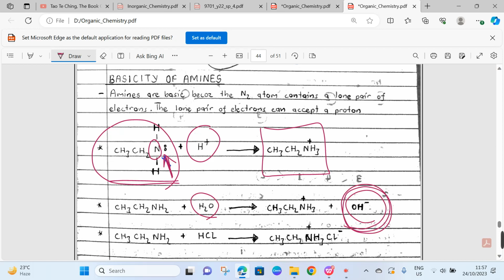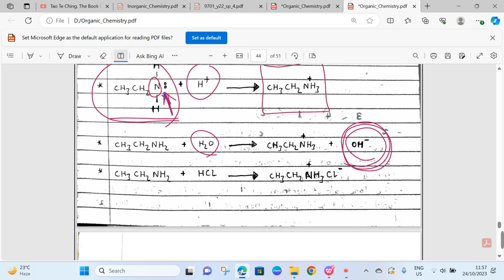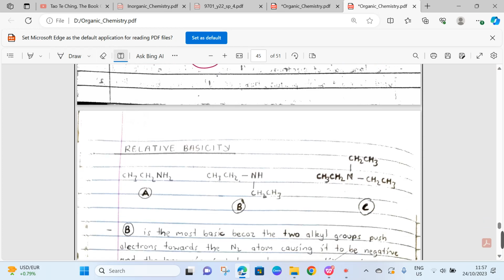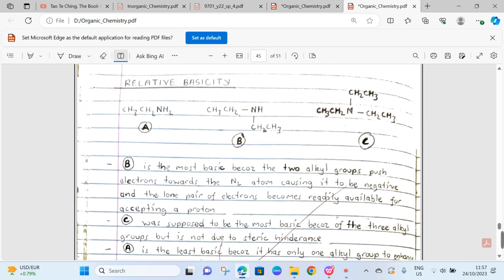So phenylamine being a base, when it reacts with water, it releases hydroxyl ions in solution, right? Phenylamine also being basic reacts with hydrochloric acid, right, according to this equation to form our salt. I think this is just a repetition of what I've just touched on above there, right? Now, I want to move on to a very important heading here, the relative basicity of amines.